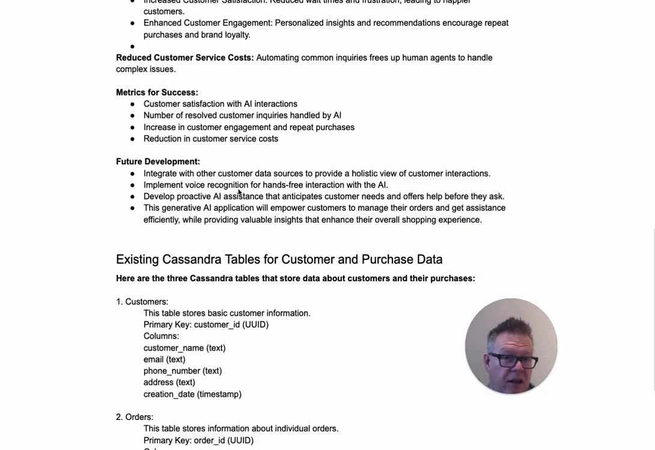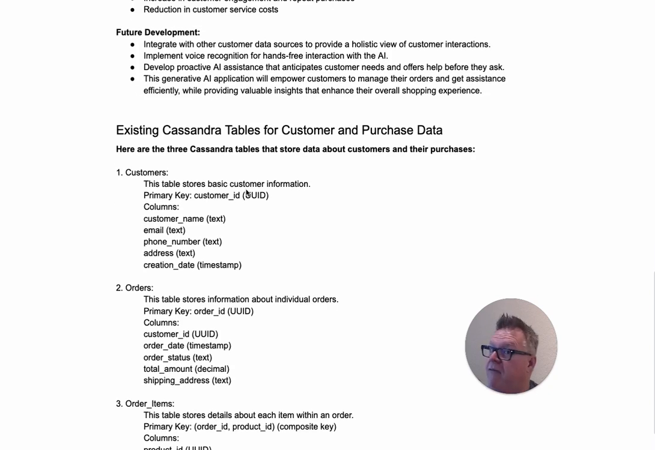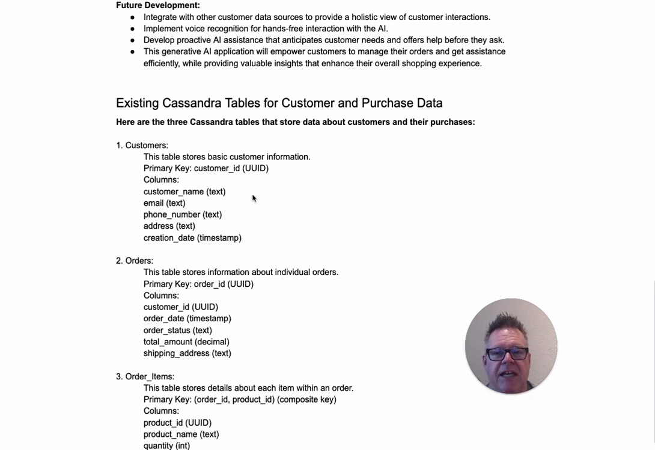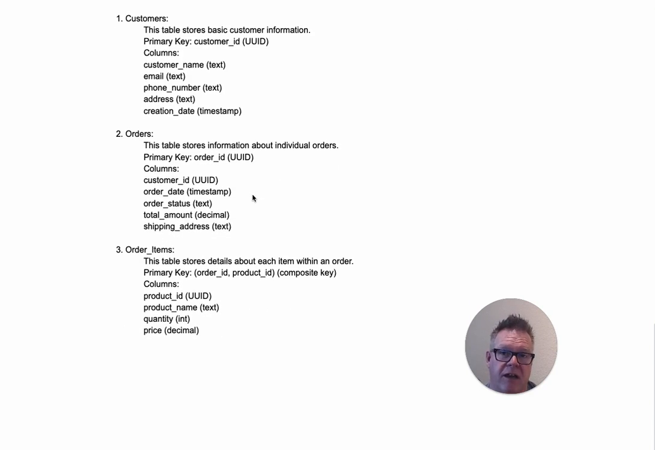Now, the important thing on this is that it also goes through the existing tables for customer and purchase data. Now, you may have some of these in your database, but in this case, I just made this up, but this is pretty typical because I've built about 100 of these. And you have a customer table, you have the orders, and then you have the order items. And all of these have primary keys. They have columns that have data, denormalized data in it. Pretty typical Cassandra table. Now, I want to use that data for my chat application.